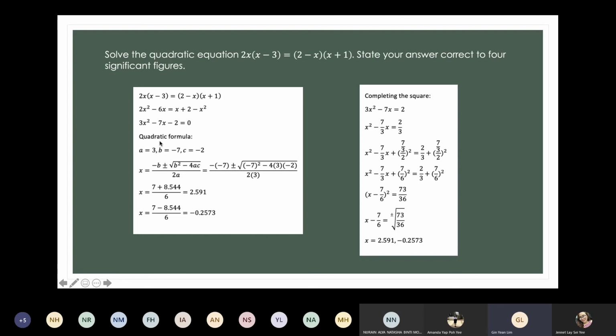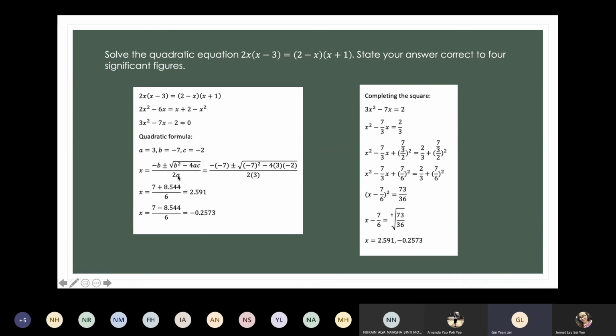Then from here, you know that your a will be 3, your b will be negative 7, and your c will be negative 2. Remember the negative sign for your b and c. If you lose the negative sign, the value of your answer will be completely different. So you use the formula to find your x. This formula will be given in your exam too. Don't worry, you no need to memorize it. x equals negative b plus or minus square root of b squared minus 4ac over 2a.